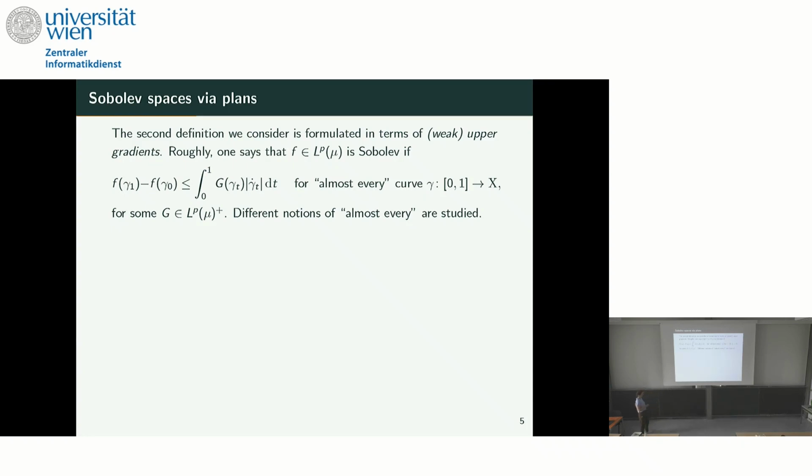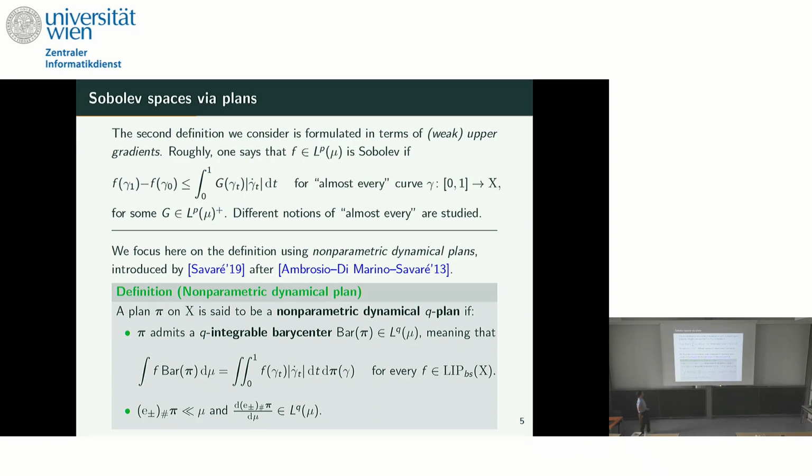And today, I'm going to use a notion of non-parametric dynamical plans, which were introduced in the work by Savaré together with Ambrosio and Di Marino, where these barycentric plans appear for the first time. And so I say that a plan, which I recall is a non-negative finite Borel measure on the space of Lipschitz curves, is said to be a non-parametric dynamical q-plan if it admits a q-integrable barycenter, meaning that this formula holds.